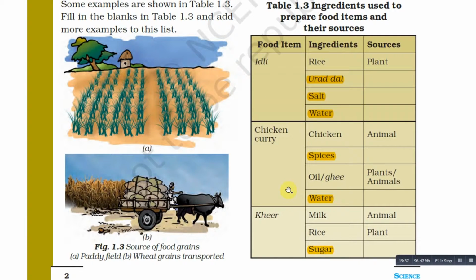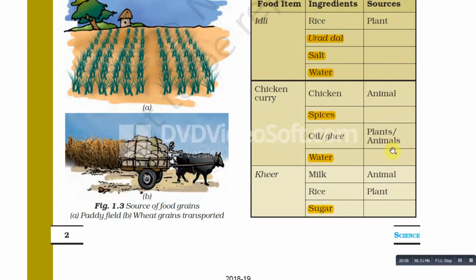Suppose you have written pizza, then you have to write pizza means what? Say pizza base is of maida or say wheat. Okay, then what are the ingredients? Tomato is there, corn is there, like that. Everything you have to write. Sources, mainly three sources are there: plant, animal, and of course water, so river or ocean will be there. Okay, you have to write these things in that table.